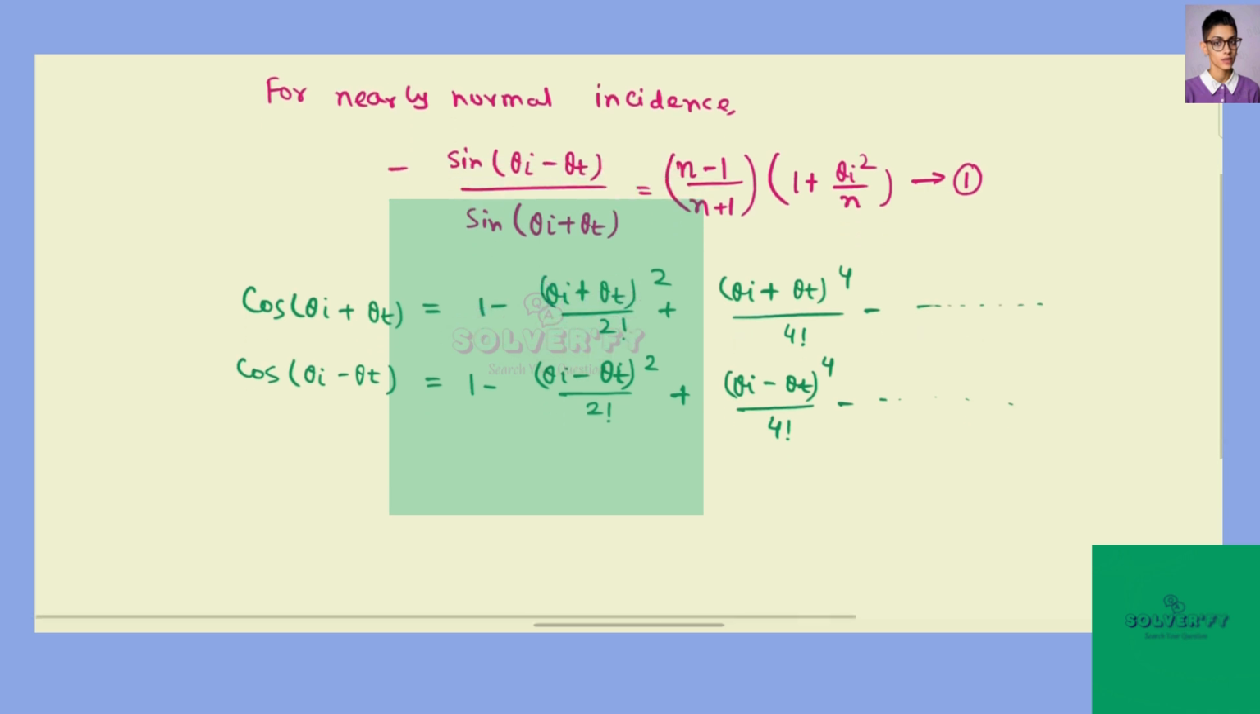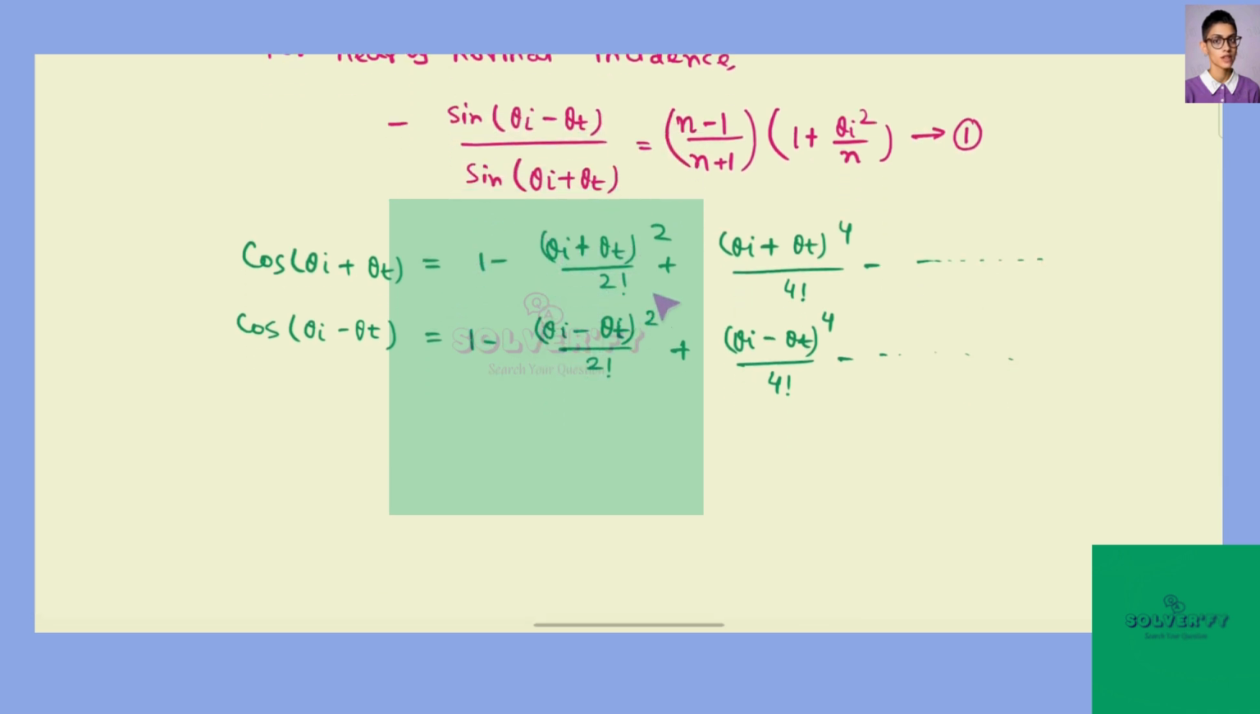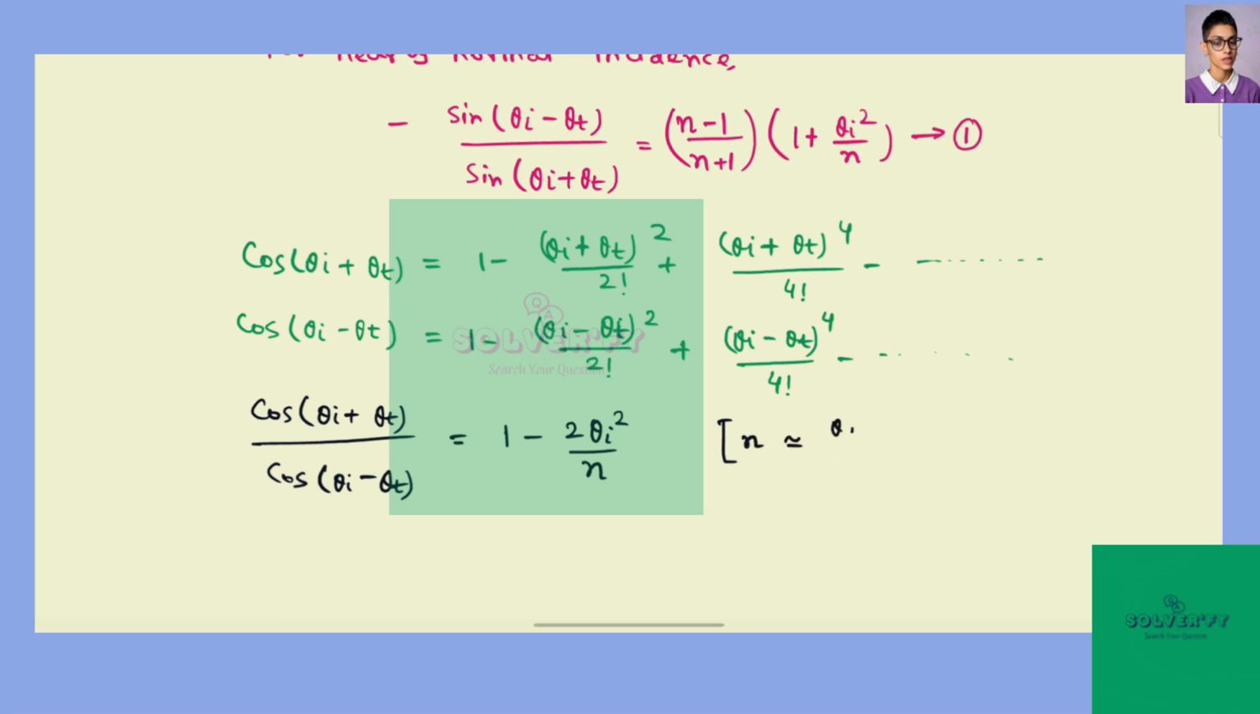So if we follow the trend of the previous problem, then we can write here that cos of (theta I plus theta t) by cos of (theta I minus theta t) is going to be approximately equal to 1 minus 2 theta I square by n, where n we can write as approximately theta I by theta t for nearly normal incidence of the incident light.